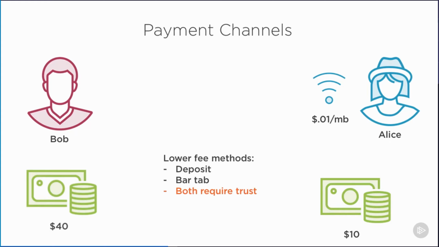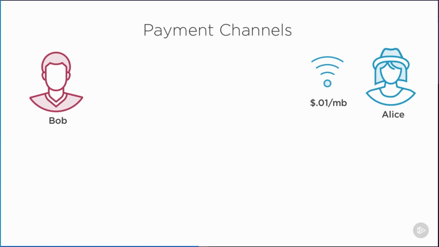Alternatively, Alice could allow Bob to just use the service and charge him later, like a typical tab at a bar. The problem with these methods is that they require trust. Either Bob hopes Alice doesn't steal his deposit, or Alice hopes Bob doesn't run off without paying. The payment channels protocol enables a similar arrangement, but without the trust requirement. I'm going to switch to using millibits, or 1/1000th of a Bitcoin.